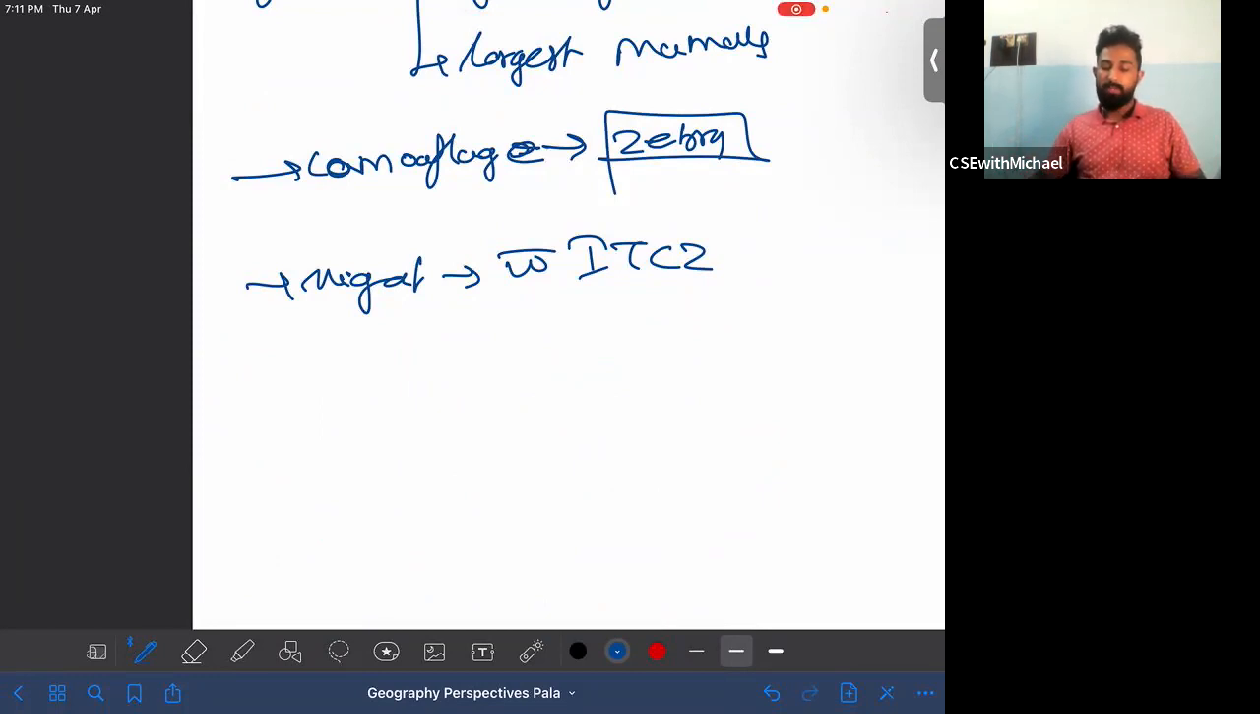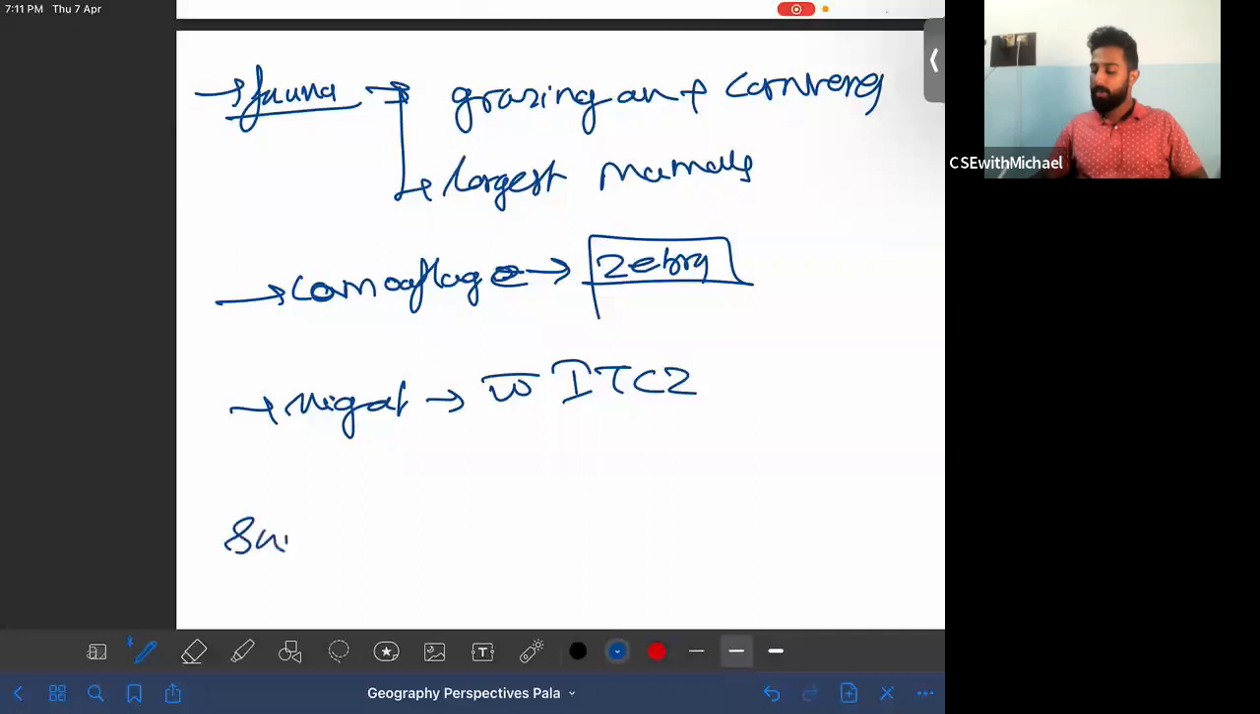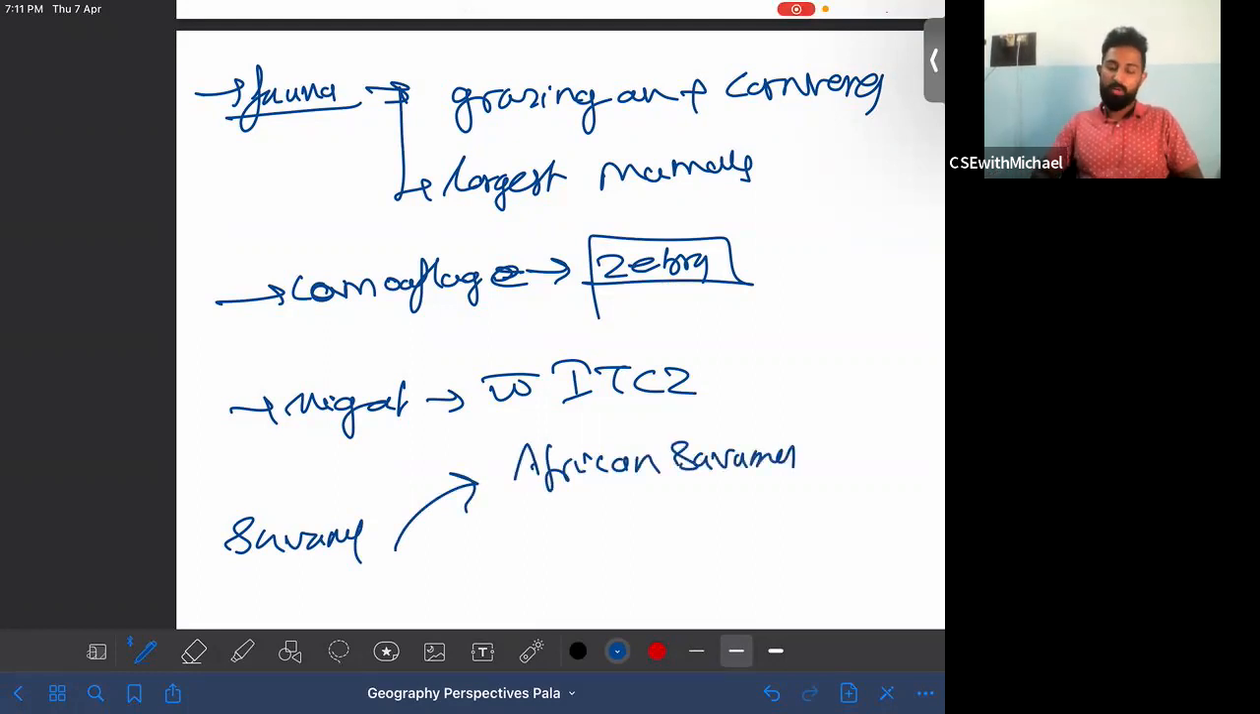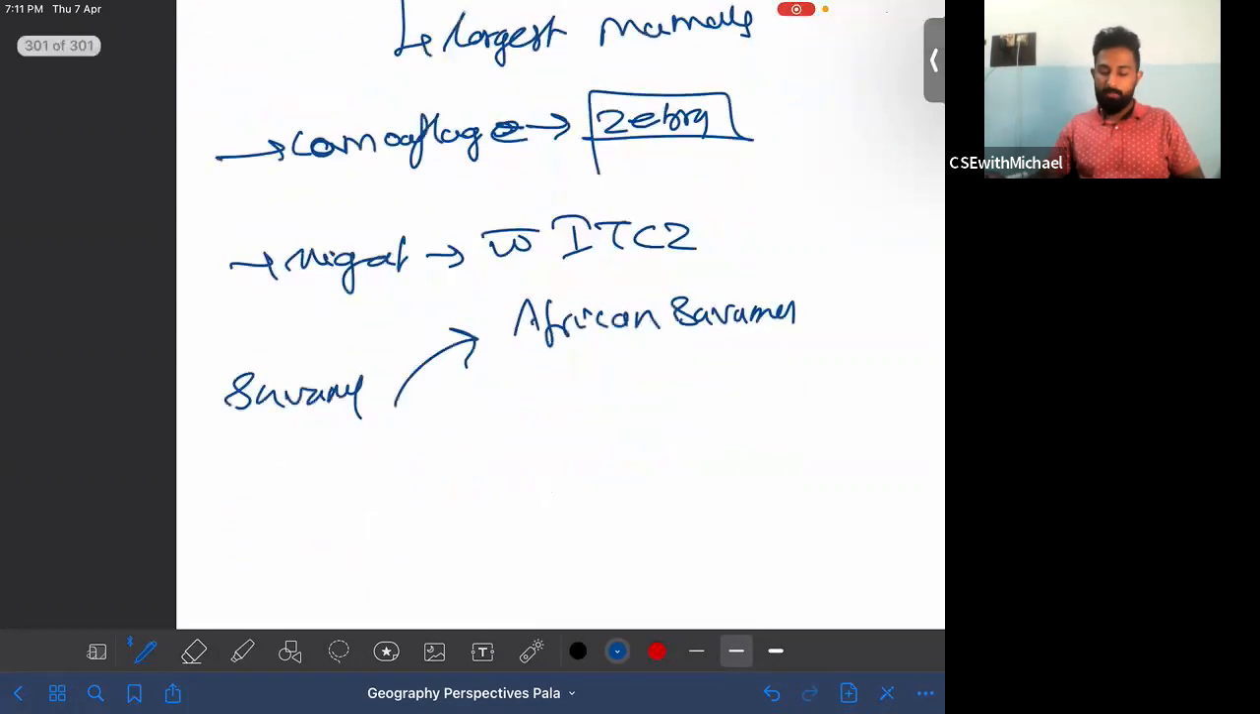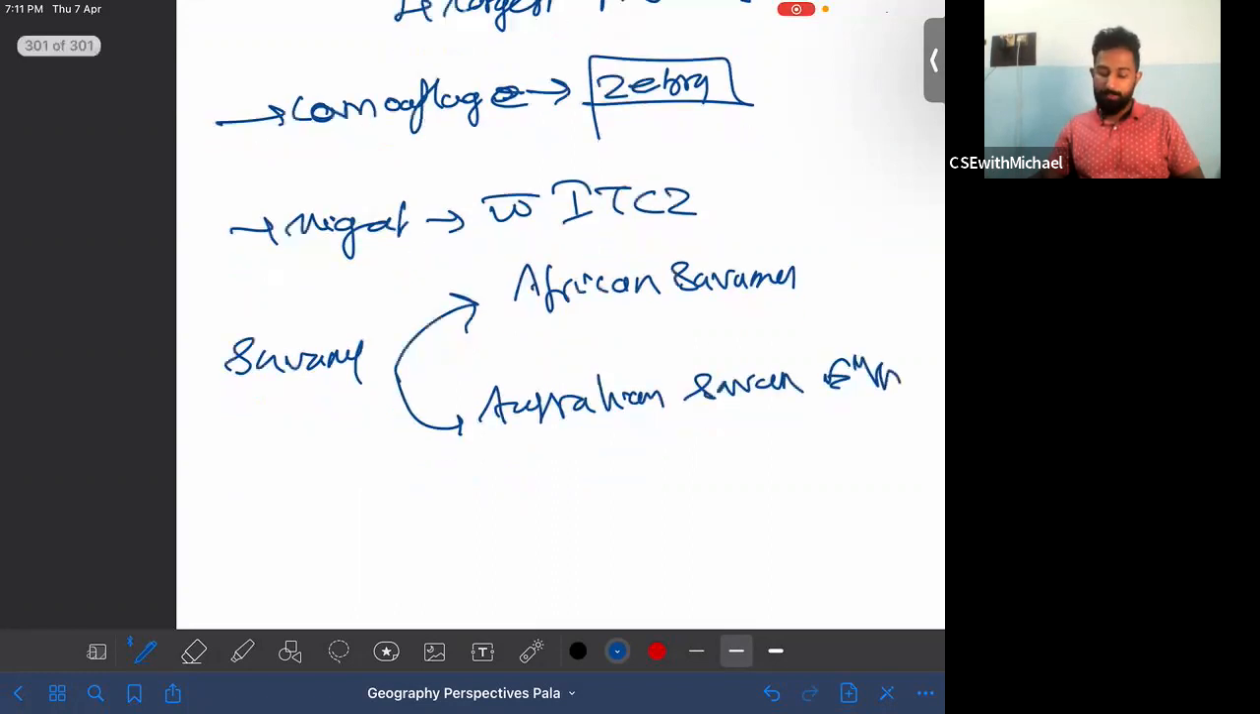Now the types of savanna and the distribution of savanna around the world. You can see several types of savanna. There is the African savanna, which is also known as the Sudan type of climate, Sudan and the sub-Saharan Africa. The Sahel region all has the savanna type of climate. Then there is the Australian savanna, which is found in the eastern seaboard of Australia.